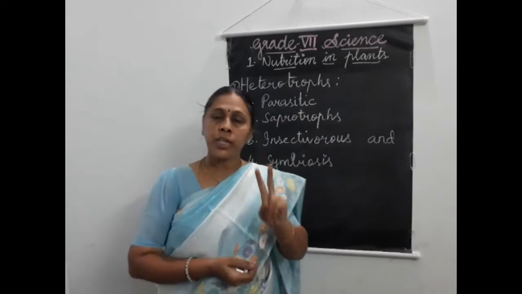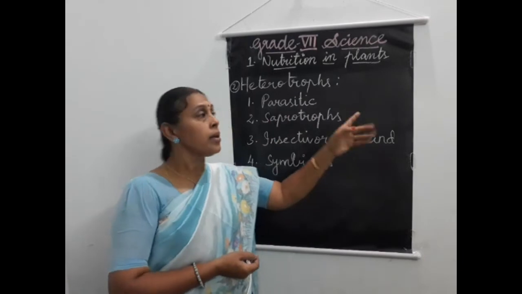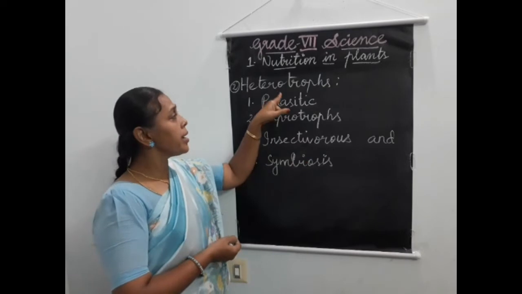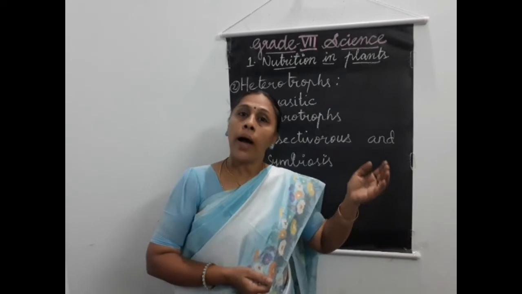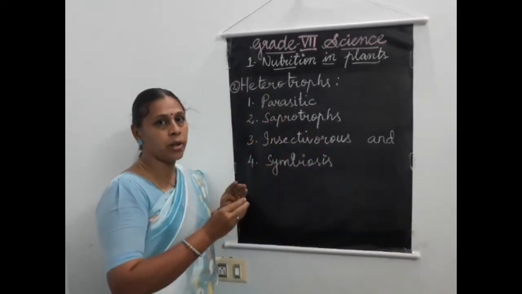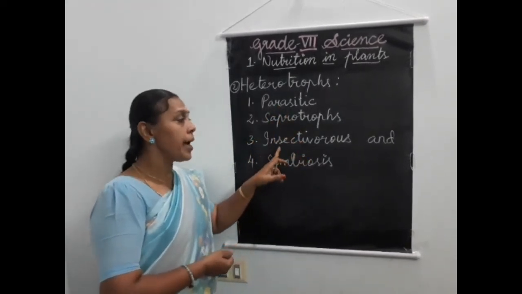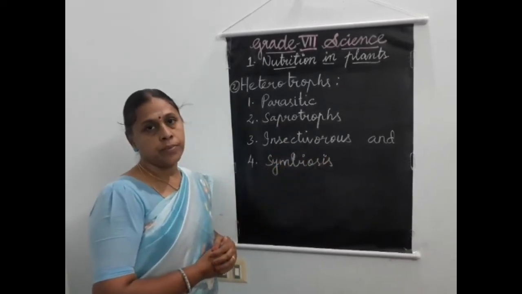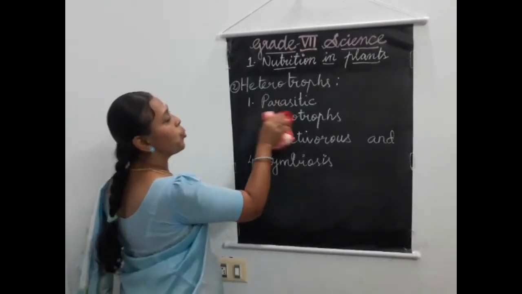So, nutrition is of two types. What are they? One is autotroph and the other one is heterotroph. And we discussed that autotrophic nutrition. Next, heterotrophs. That means the plants which depend on others are called heterotrophs. This heterotrophic nutrition is of four types. That is parasitic mode of nutrition, saprotrophic mode of nutrition, insectivorous plants, then symbiotic mode of nutrition. Four types are there. In that, now let us see about the parasitic mode of nutrition.